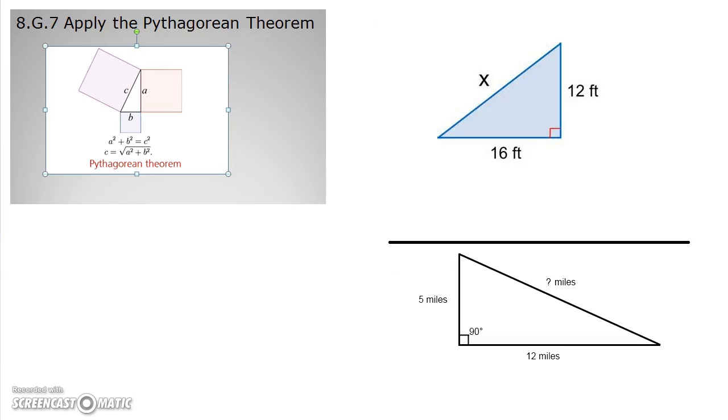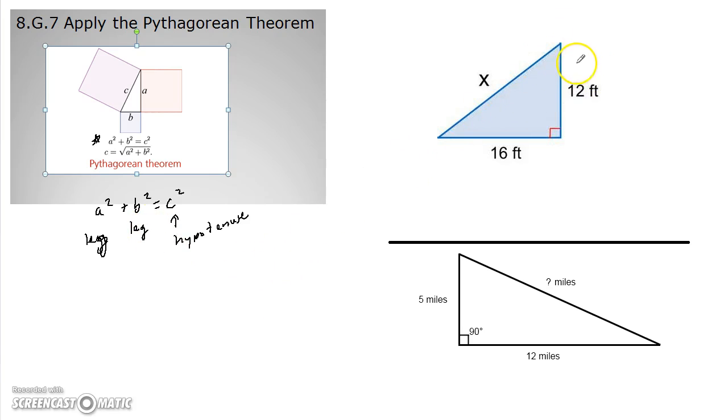Okay, so the next standard is the Pythagorean theorem. There are two equations up there, but I want to focus on this first one right here. Pretty famous, pretty popular: a squared plus b squared equals c squared, where c is the hypotenuse and a and b are legs. Actually, that would just be a leg, and that would be a leg. Sorry about that horrible handwriting.